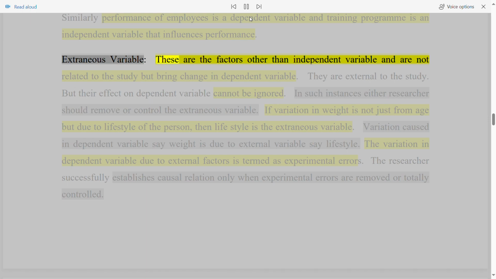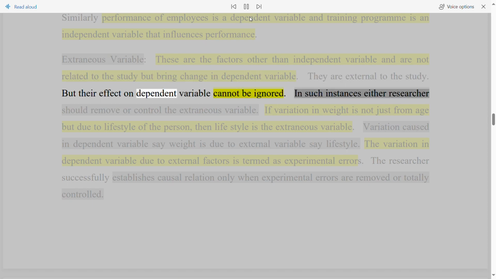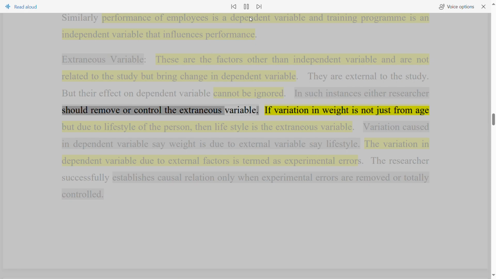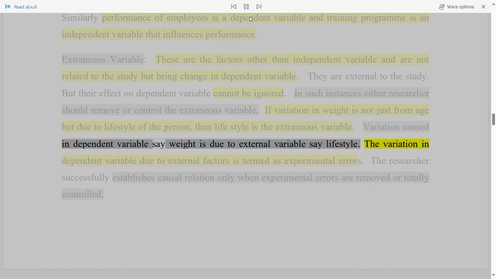Extraneous variable. These are the factors other than the independent variable and are not related to the study but bring change in the dependent variable. They are external to the study, but their effect on the dependent variable cannot be ignored. In such instances, either the researcher should remove or control the extraneous variable. If variation in weight is not just from age but due to the lifestyle of the person, then lifestyle is the extraneous variable. Variation caused in the dependent variable, say weight, is due to an external variable, say lifestyle.